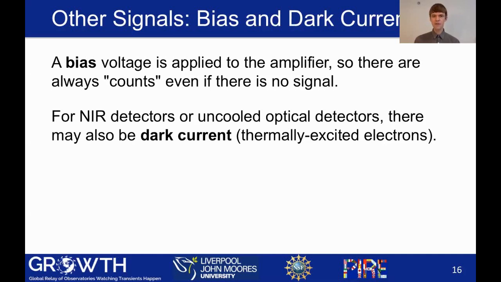In addition, for certain types of detectors, in particular near-infrared detectors or uncooled optical detectors that are not cooled by liquid nitrogen, there may also be some amount of dark current, which is signal from electrons that have been excited not by photons, but by thermal noise within a detector. However, the dark current can usually be neglected for optical observations in cooled devices.